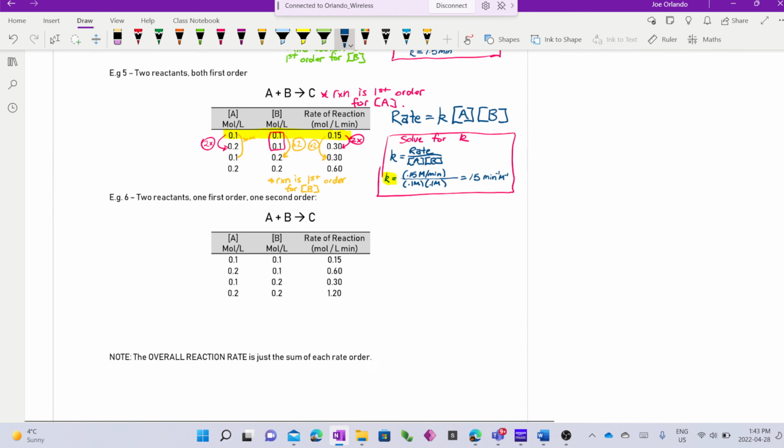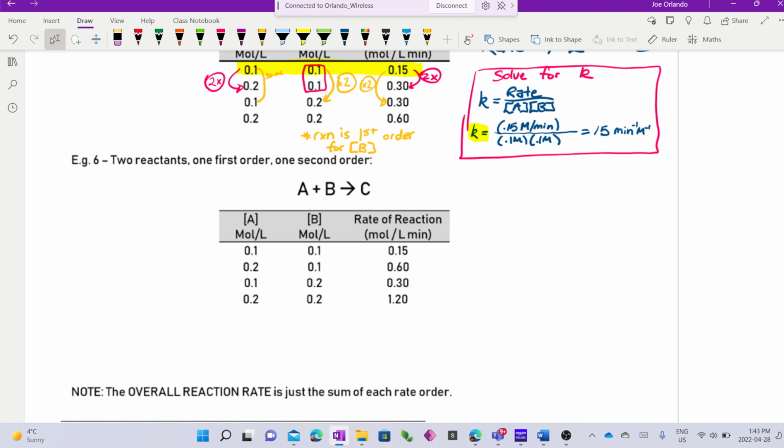Okay, now we're just going to do one more example. And in this case, one is first order, one is second order. I want you guys to write the rate law for this. Take 3 minutes, go through. You tell me the rate law.